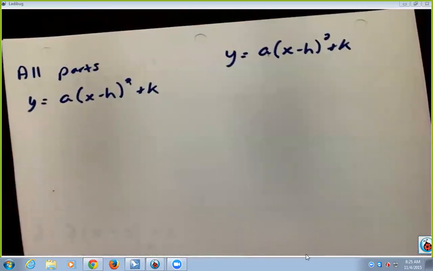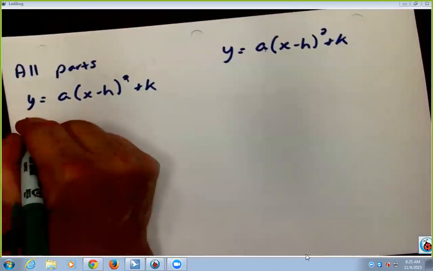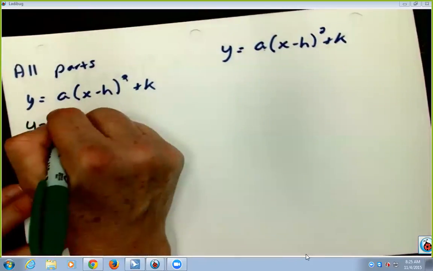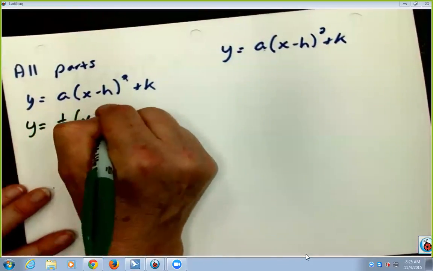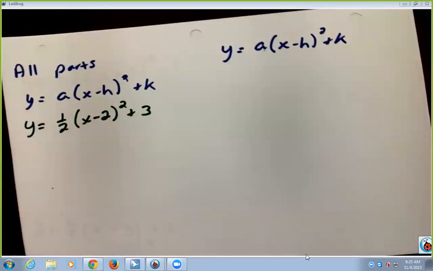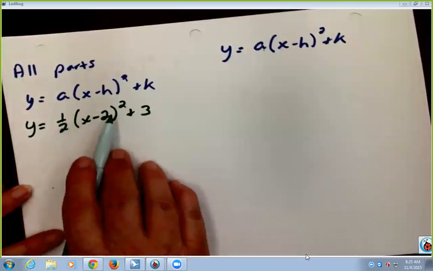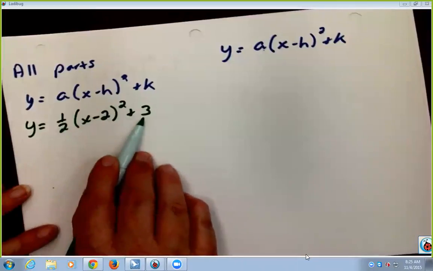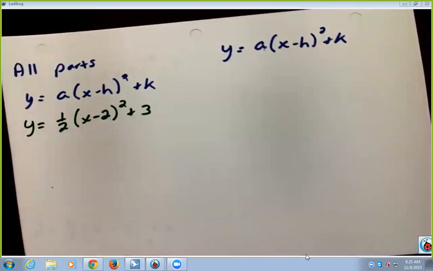So if I stick it all together, what takes place with my graph? So if I had y equals 1/2 times x minus 2 squared plus 3. So now I have all of my pieces of information in here. So I've got my A, I have my H, and I have my K. So what do I know about this graph? Even before I take a look at my calculator, I could pretty much put this graph on paper and have an idea of what it happens to look like.